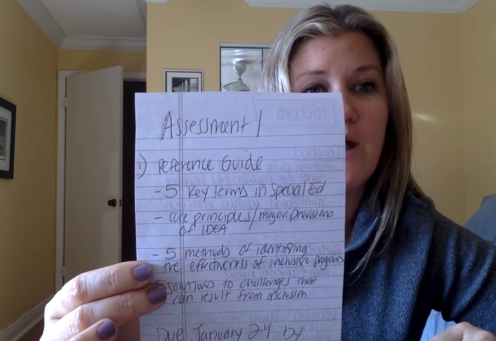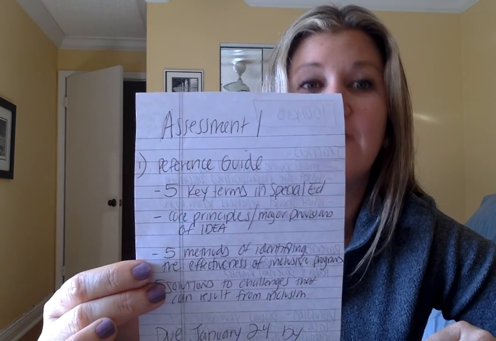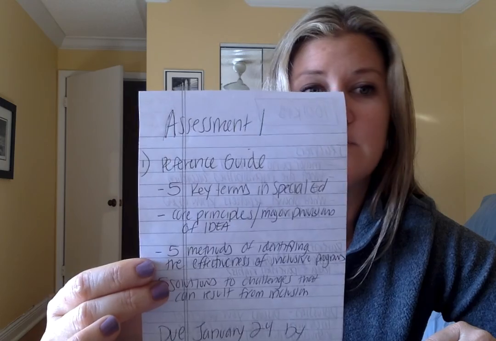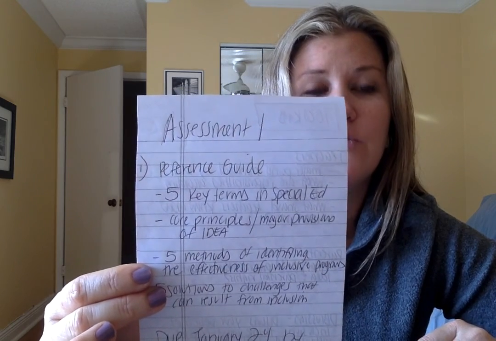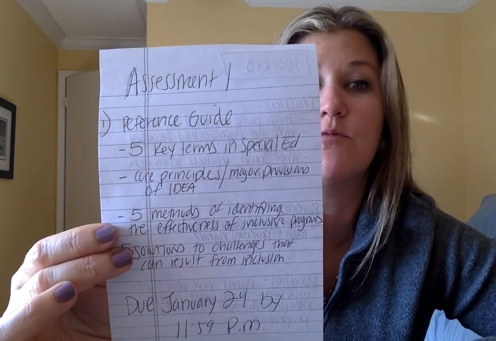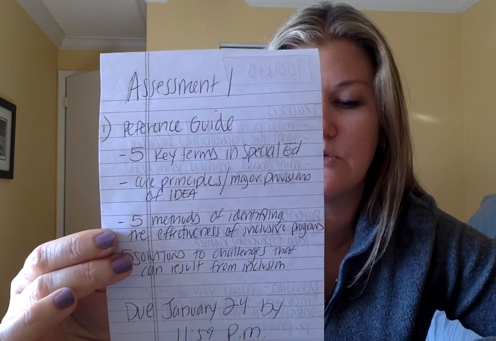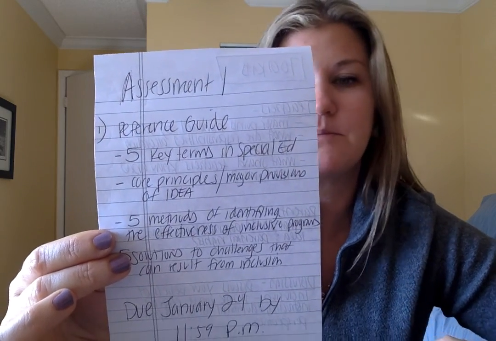For the third component, I want you to address 5 methods of identifying the effectiveness of inclusive programs. And lastly, I want you to include solutions to at least 5 possible challenges that can result from including kids with disabilities into an inclusive environment. Okay, so that is the reference guide.